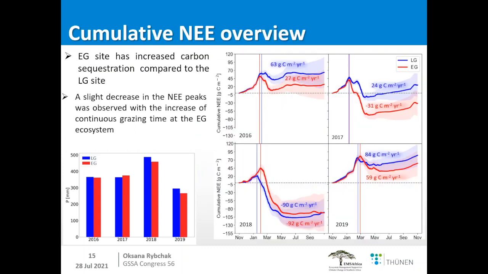Let's continue with cumulative net ecosystem exchange. And first of all, here we can nicely observe the correlation between the annual precipitation pattern and the annual carbon balances. Also, we can see that throughout the measurement period, the experimental grazing site had increased carbon sequestration compared to the linear grazing site. The linear grazing site acted as a carbon source for 3 years, while the experimental site became a carbon source for only 2 years, with a lower carbon release.